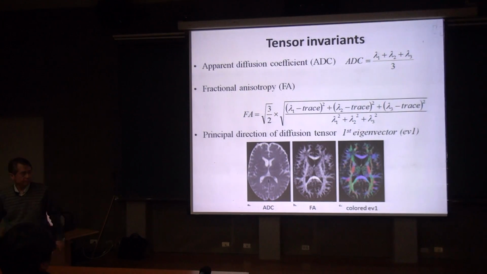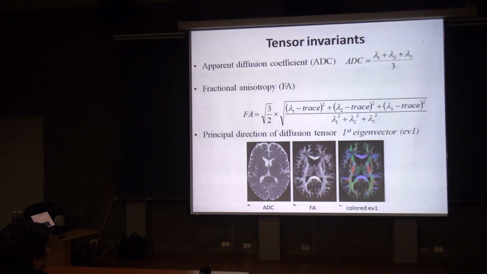For instance, we can calculate some scalars. For instance, apparent diffusion coefficient, ADC. It is simply the average of the 3 eigenvalues, okay? And also we can calculate an index called fractional anisotropy, FA. FA is simply the variance of the eigenvalues divided by the norm of the eigenvalues.